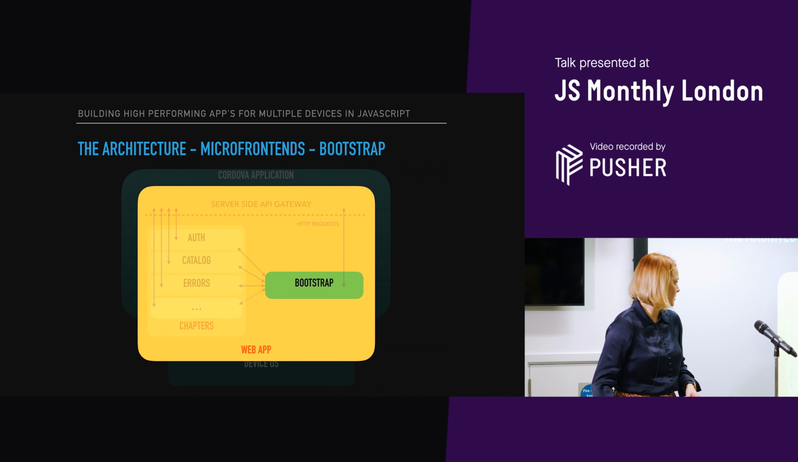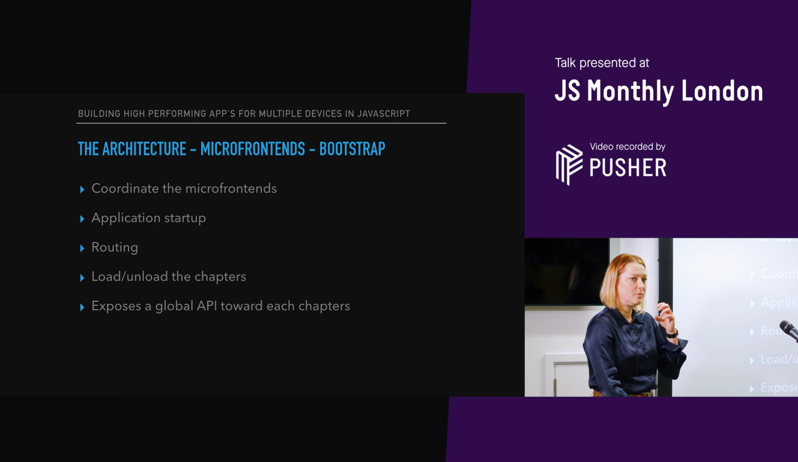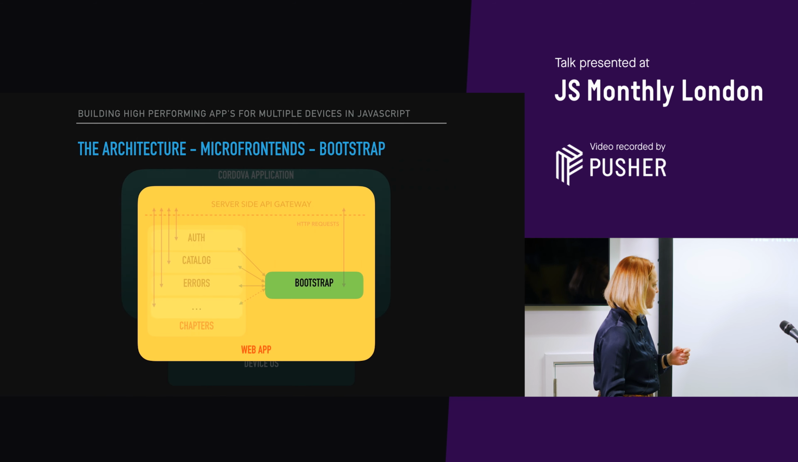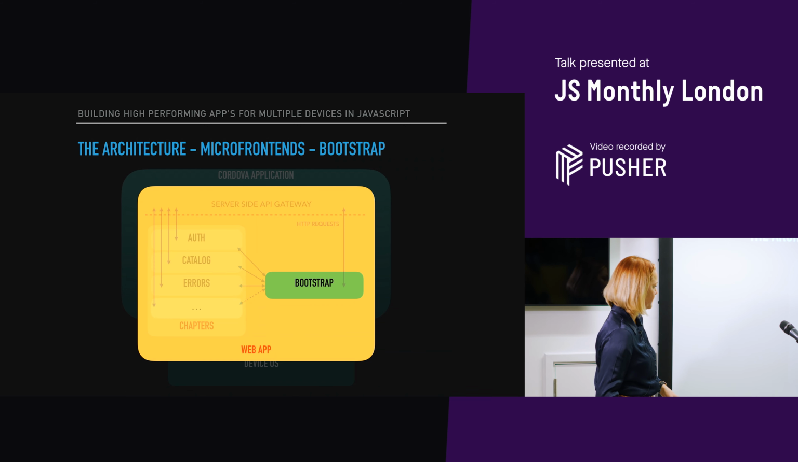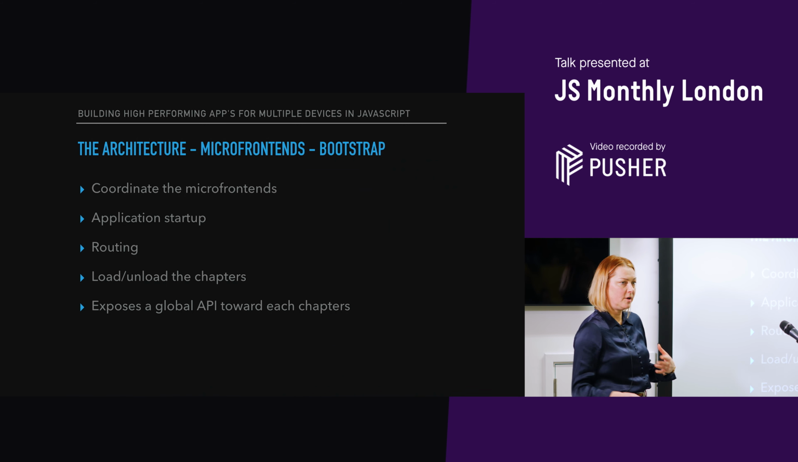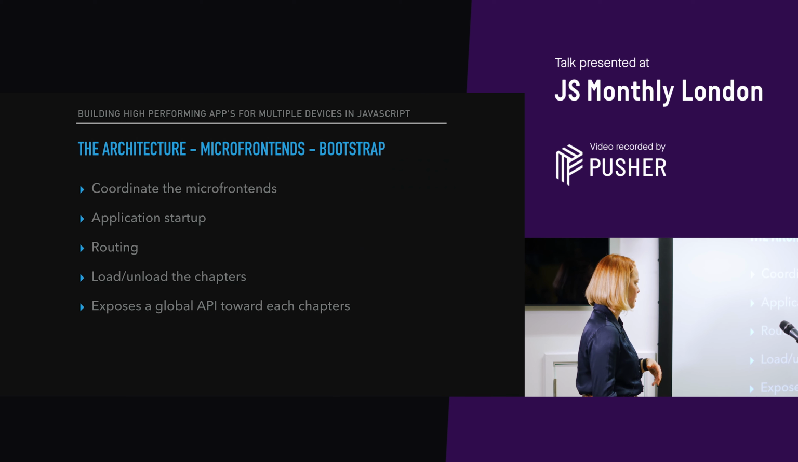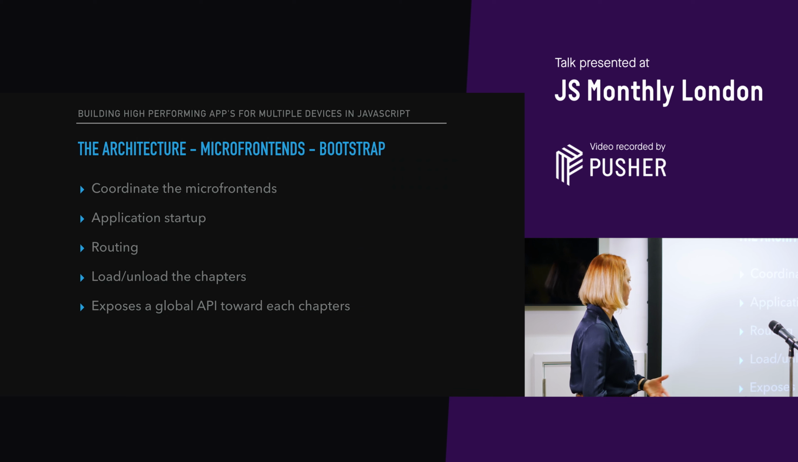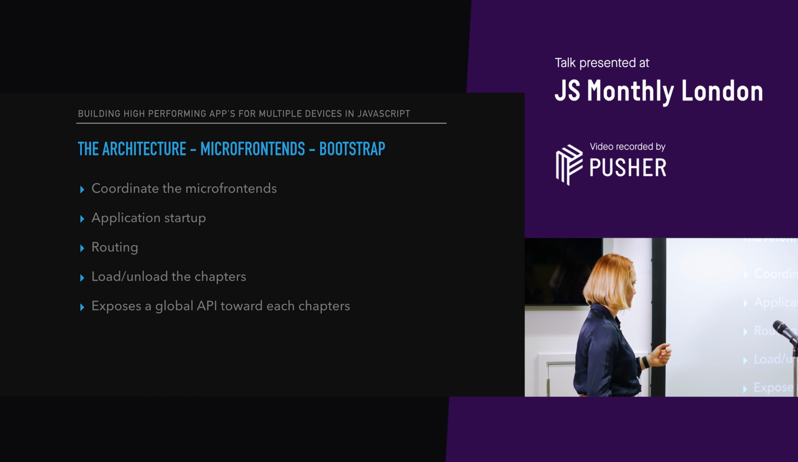If you're looking into the Bootstrap, what it is doing, it is a really small JavaScript layer that is coordinating our micro frontend. So it's coordinating between our chapters. It is responsible for the application startup, so it would connect to the services, to the API, and download the translations, or check if the authentication token exists, and so on.